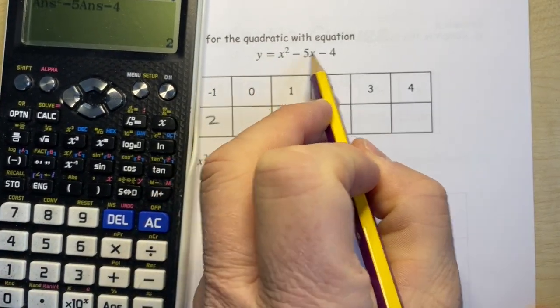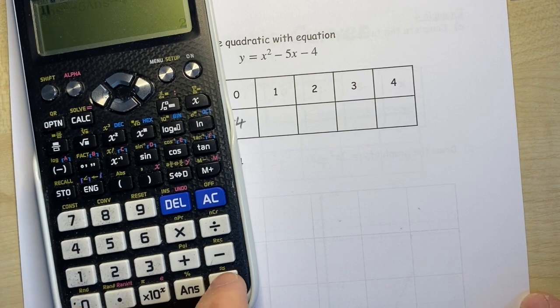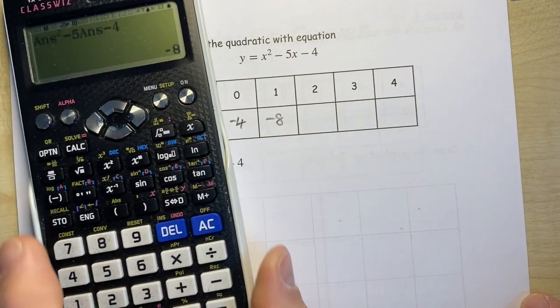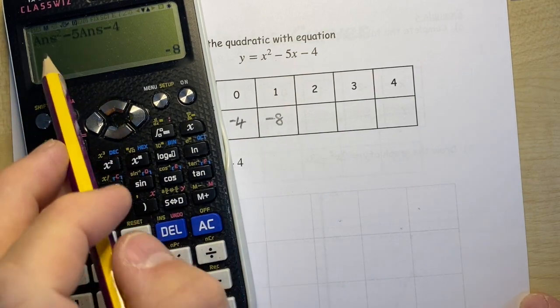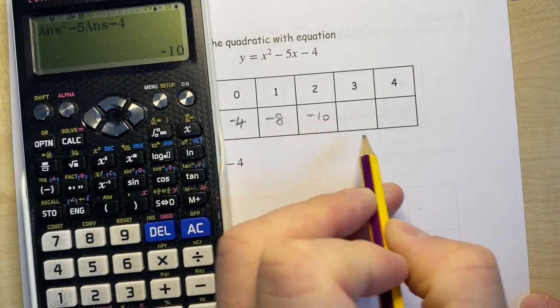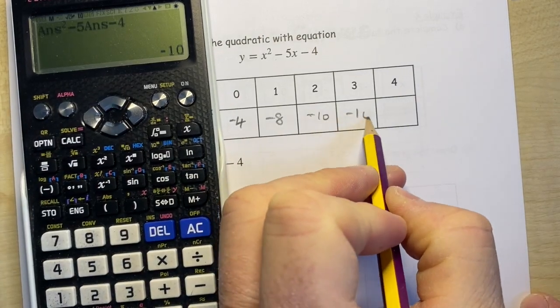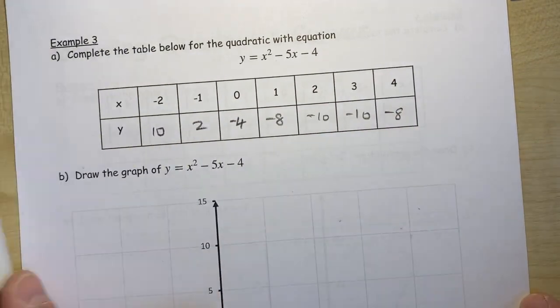At nothing, minus 4, so that's minus 4. Don't worry about that on the calculator. Now for 1, press equals, arrow up, press equals, I get negative 8, minus 8. 2, press equals, arrow up, as always, the equation I want comes up, press equals, minus 10. 3, press equals, arrow up, press equals, minus 10 again. Now I can guess that this one's going to be minus 8 because of the nature of the curve. However, just to prove a point, 4, press equals, arrow up, press equals, minus 8. Points worked out.